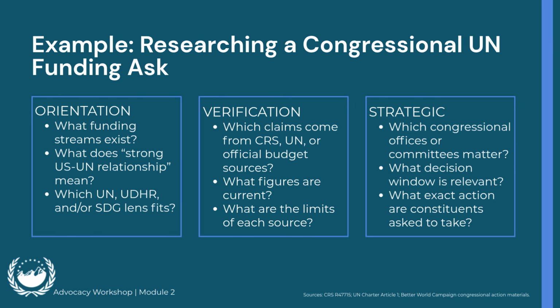For our recurring example, the point is to show how research questions change by phase. Orientation clarifies what we are talking about. Verification checks the accuracy of the claims. Strategic research asks who can act, when they can act, and what we are asking constituents or decision makers to do.